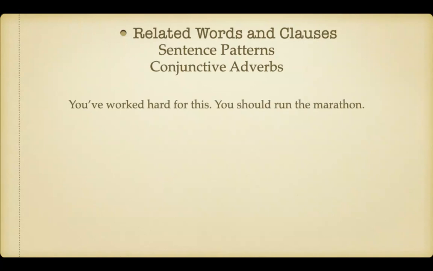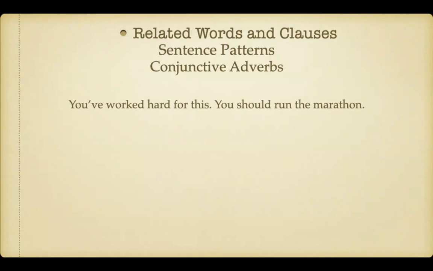Recall that a coordinating conjunction and a comma can connect two independent clauses to form a compound sentence. It's what we talked about at the opening of this lesson. But as an alternate, two closely related independent clauses can be connected simply by a semicolon. Example: You've worked hard for this. You should run the marathon.